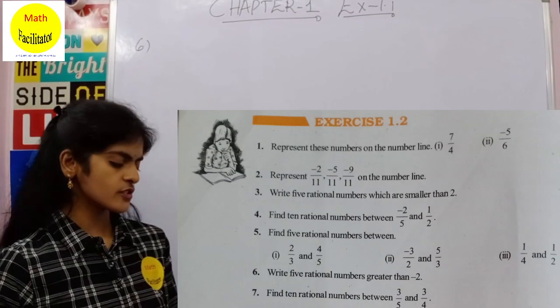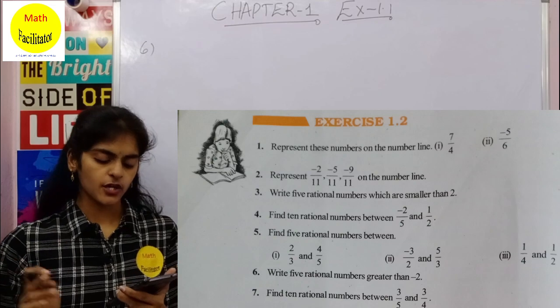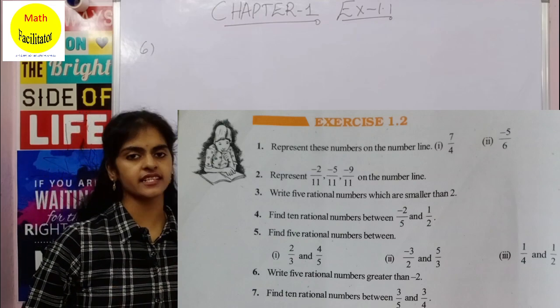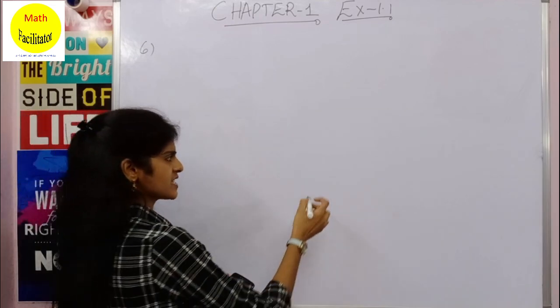Clear? So moving on to the 6th question, you have to write 5 rational numbers greater than -2. Okay, so similar question we have done.